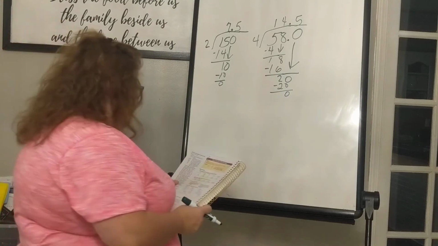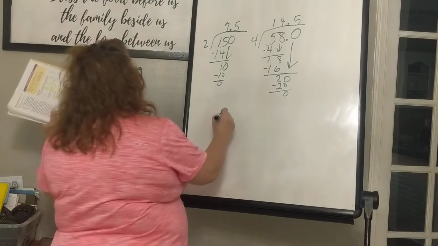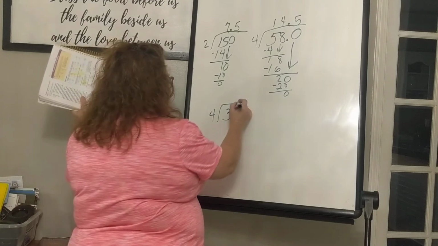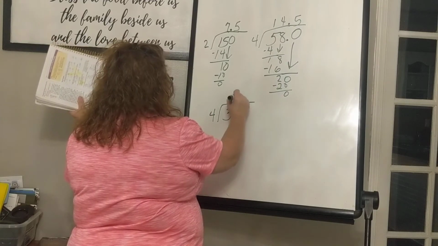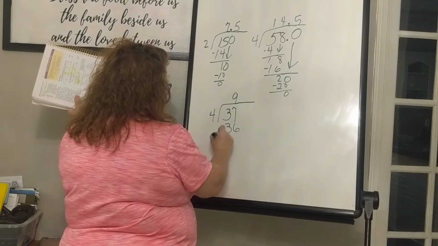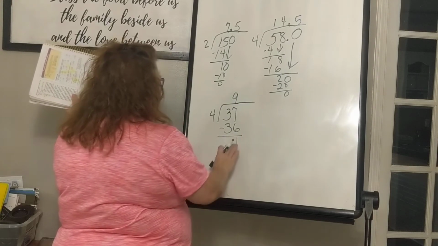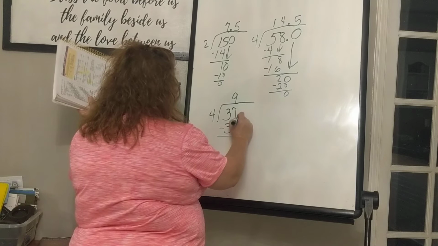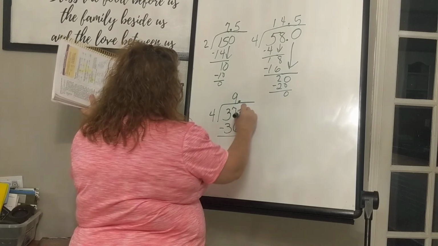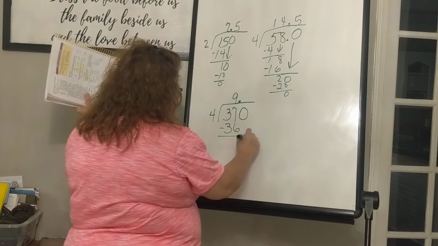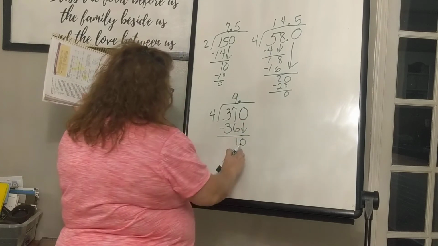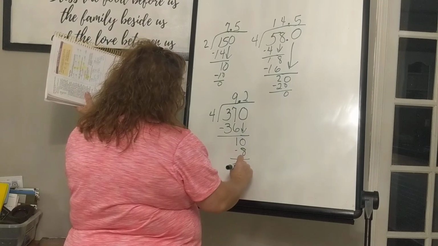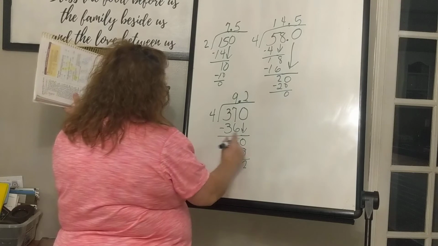On section 2 we have 37 divided by 4. So 4 will go into 37 9 times. 9 times 4 is 36. 37 minus 36 is 1. 1 is smaller than our divisor 4. I don't want to have a remainder, so I will annex a decimal in my quotient and a 0 in my dividend. I bring my 0 down. 4 will go into 10 2 times. 4 times 2 is 8. I subtract. 10 minus 8 is 2. 2 is smaller than my divisor.